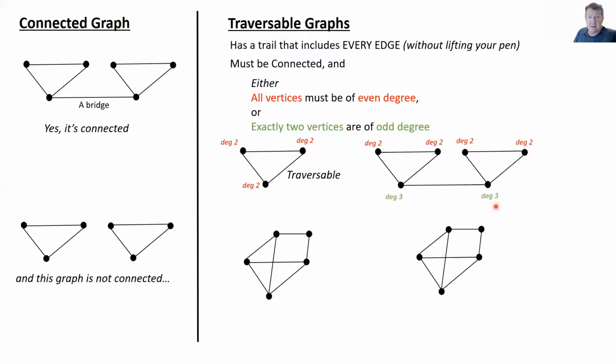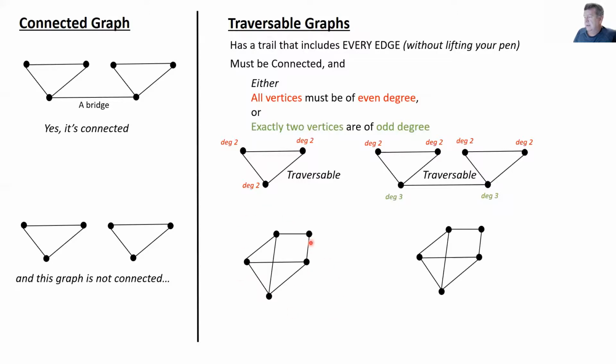Which criteria does that one fit? Well, it's this criteria here. Exactly 2 vertices are of odd degree. 1, 2, has to be exact. So this one is very much traversable.